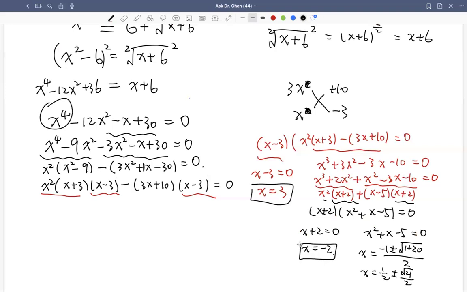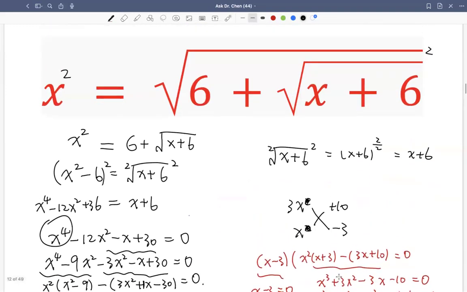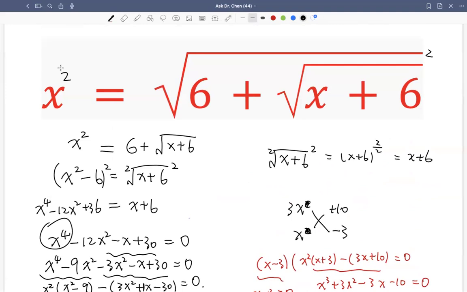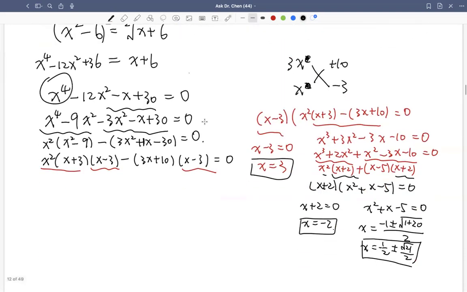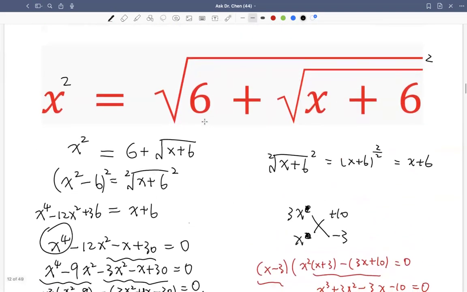So it seems like we have 4 solutions, because it's a polynomial of degree 4. At the most, we can get 4 solutions. But because we're dealing with a square root, once we square a square root, we may introduce extraneous solutions, which means fake solutions. So we need to plug in to check. Let's say negative 2. If x equals negative 2, we get negative 2 plus 6, which is 4. Square root of 4 is 2. Then 6 plus 2, we get square root of 8. But negative 2 squared is 4.